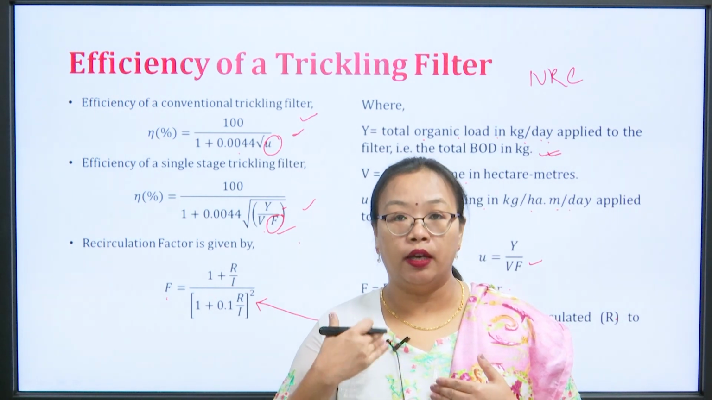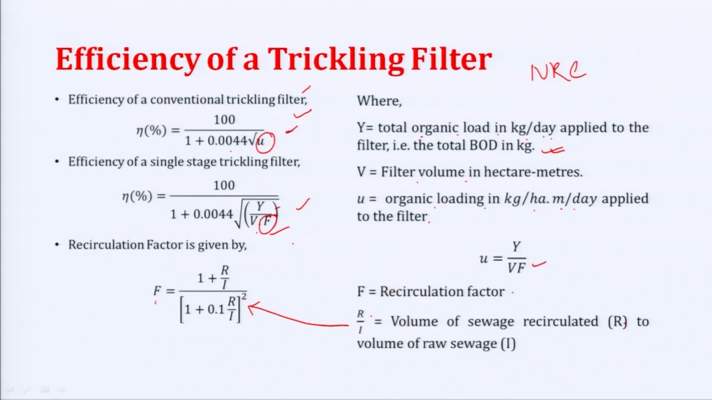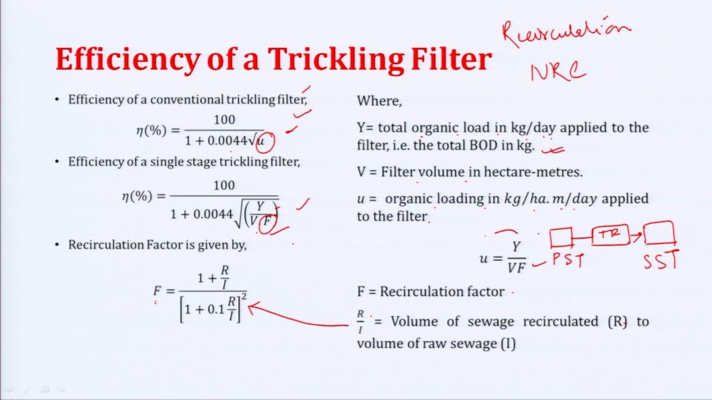Before I talk a little more, let me come back to what we talked about in my last lecture: the conventional or low rate trickling filter and the high rate trickling filter. The difference between them was the term recirculation. In a low rate trickling filter we have the primary sedimentation tank, then the trickling filter, and then the secondary sedimentation tank. This is low rate, and in this case you use this formula.